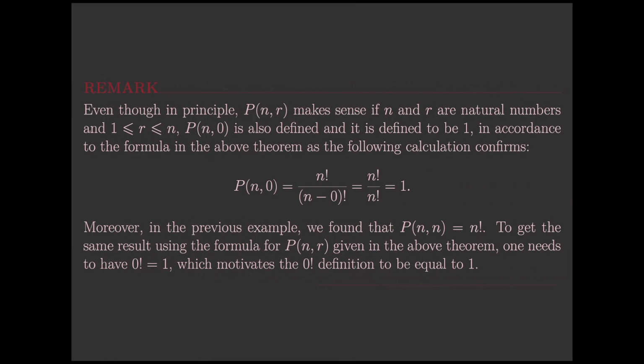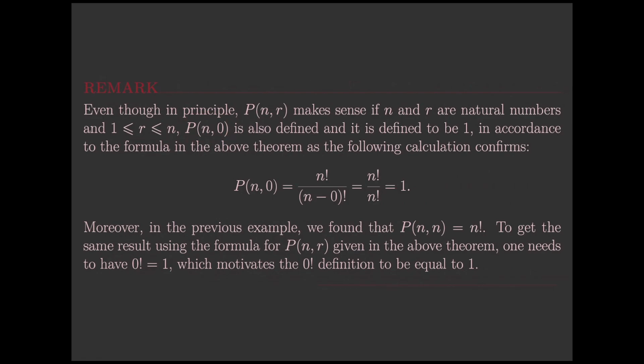So even though in principle P(n, r) makes sense if n and r are natural numbers, this seems a little bit odd. When I say P(n, 0), you might say, what does it mean? Technically, it should mean I have n distinct objects, and I do not choose any one of them. I don't know how to interpret that, because I want to choose 0 of them and arrange them. So you might think that this doesn't make sense, but it actually makes sense.